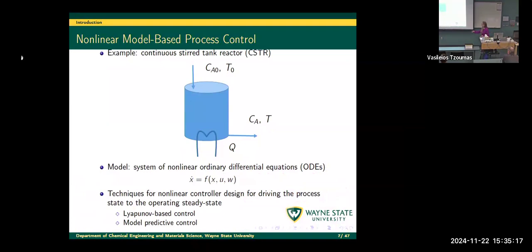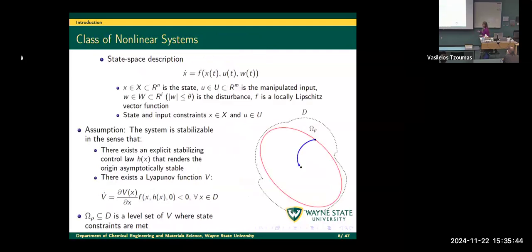So with this, the notation I'm going to be using in the rest of this talk to represent a system of nonlinear ordinary differential equations that can describe many different chemical processes is as shown here, that the time derivative of our states is equal to a nonlinear vector function of our states, inputs, and disturbances. And there are a lot of techniques you could use to try to design controllers for this system, but the type that I'll be focusing on is called model predictive control.